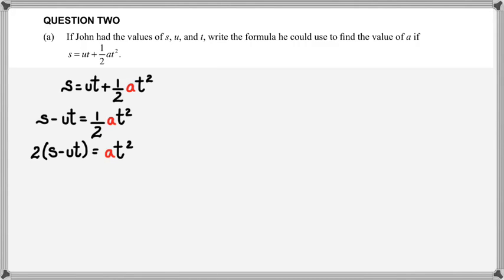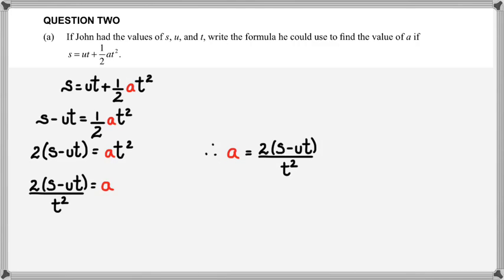I don't need to expand or anything because remember, all I'm trying to do is bring A by itself. So this time I've just got to get rid of the T squared. So I divide both sides by T squared, or shift the T squared to the other side. It's going to be divide. What I have is 2 times S minus UT divided by T squared equals A. So that's pretty much it, because the question asked to write a formula that he could use to find the value of A. So it's basically just rearranging it at the moment. So I can just rewrite it as A equals 2 times S minus UT over T squared.